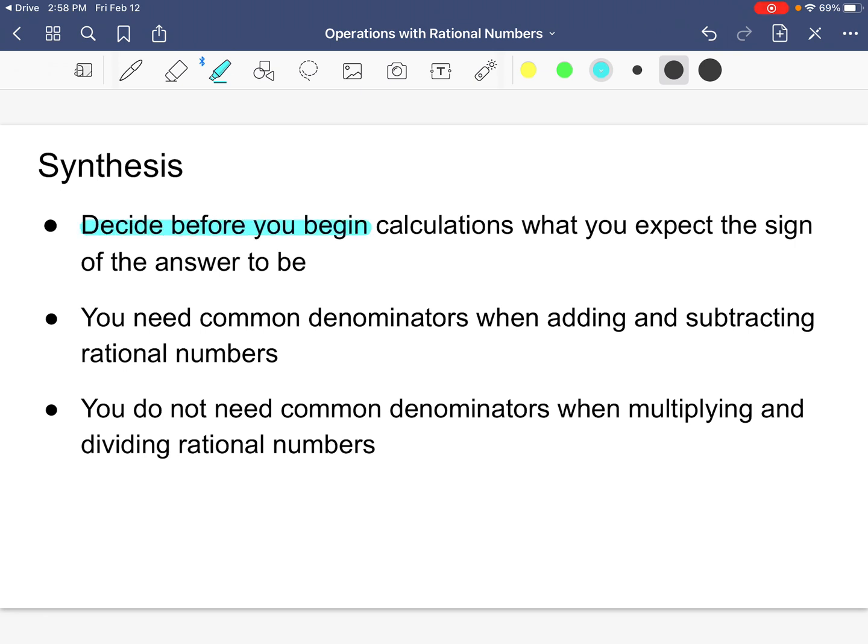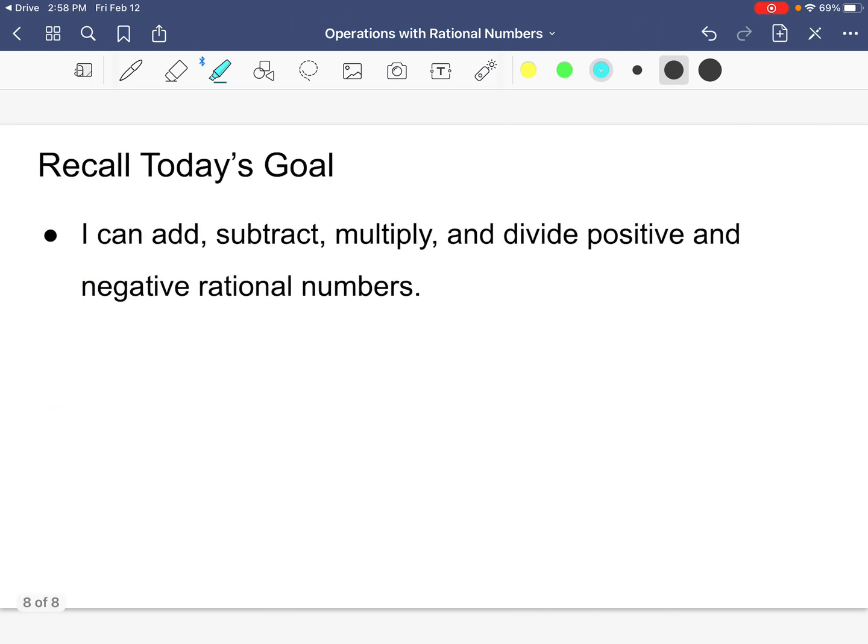So decide before you begin what you expect the sign to be. And you need common denominators when adding and subtracting. You do not need common denominators for multiplying and dividing. So you saw today how to add, subtract, multiply and divide positive and negative rational numbers. And you saw how to decide whether the sign of your answer should be positive or negative. And you saw to do that before you do the calculations.